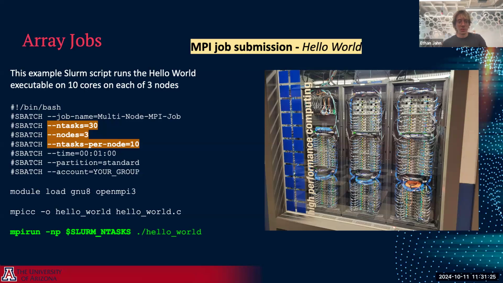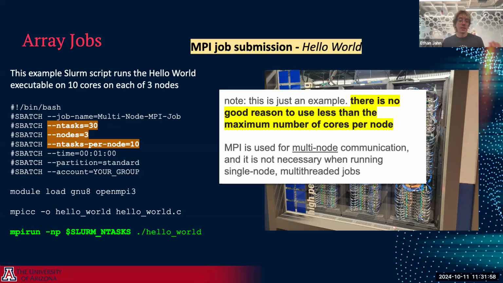So in this case, we're doing a multi-node job. So we have 30 tasks, 3 nodes, and 10 tasks per node. That means each node that we have ends up with 10 CPUs for a total of 30 CPUs. And then the code down there, you can see we're loading the modules that we need. We're compiling the program, hello world, with mpicc, and then we're executing it with the mpirun command. And just as a note, this is an example. The numbers that I've included here are not recommended to use.